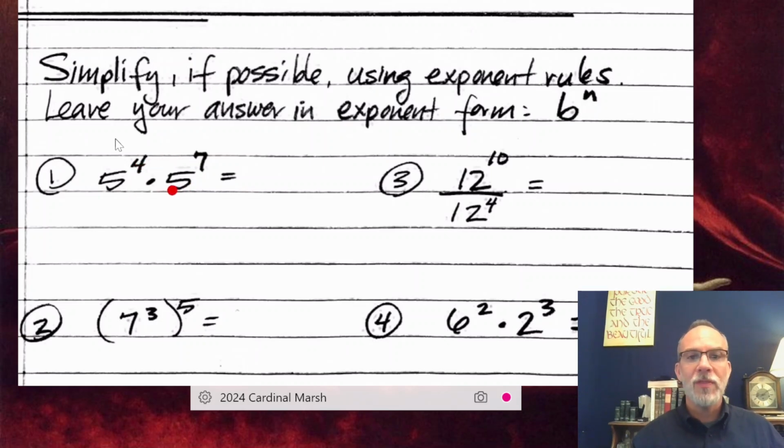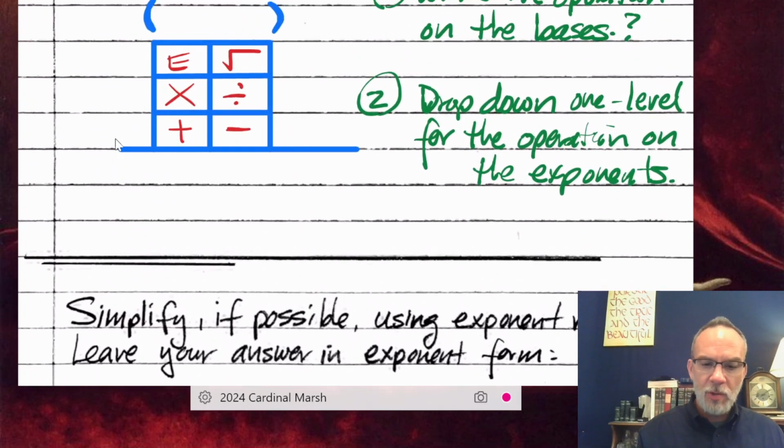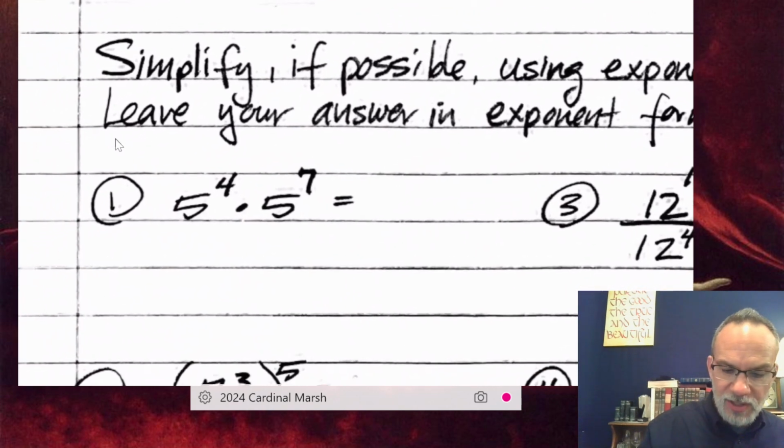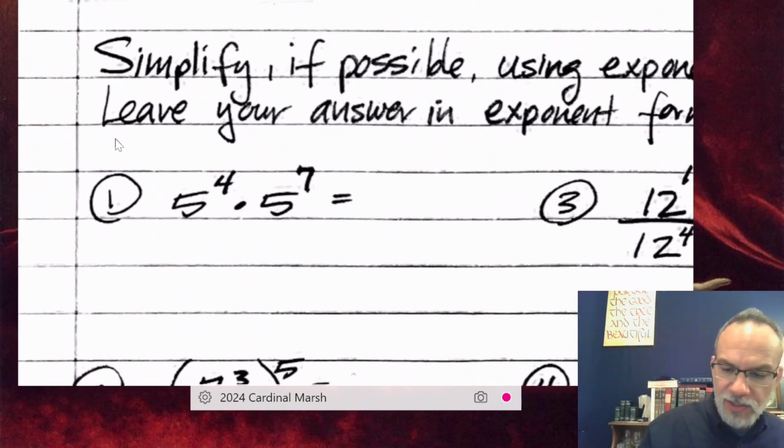What am I doing with the bases? Well, the operation right there is multiply. So I would start at the multiplication level right here, and then I would drop down one level, and it tells me I need to add the exponents. So to simplify this, I would keep the same base, 5 to the 4 plus 7, or I would say 5 to the 11th is the answer for that one.